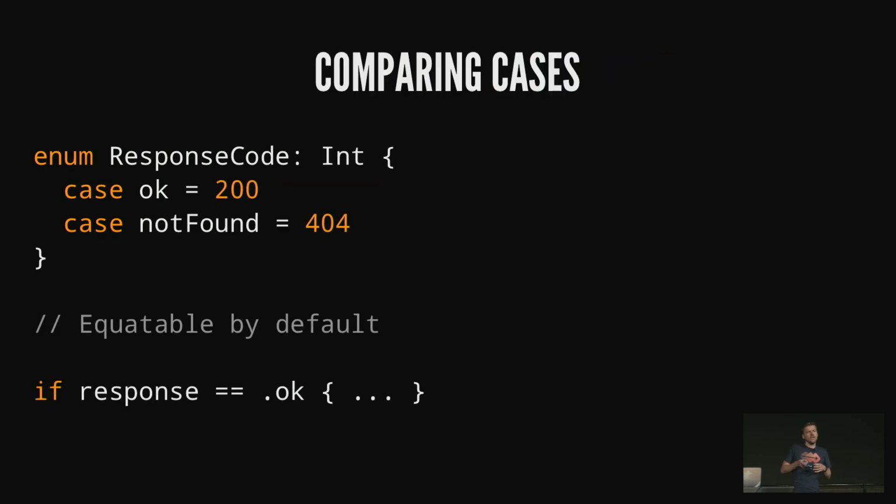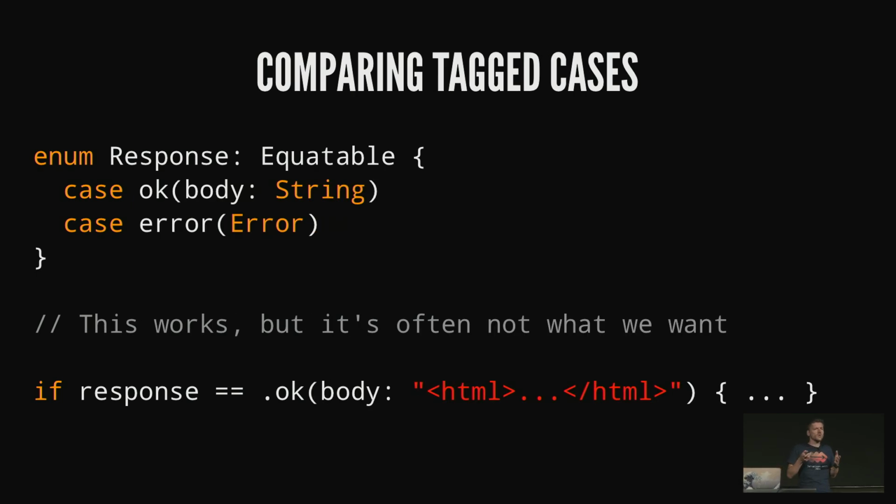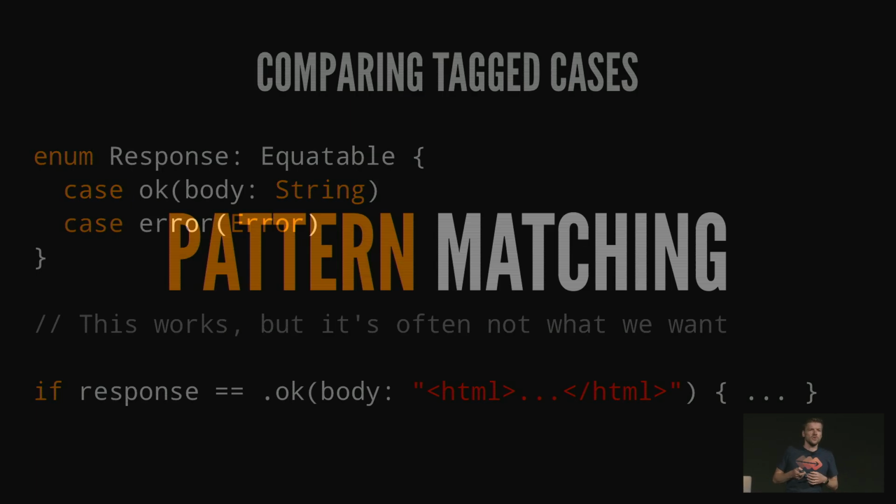When you're comparing enums, when you're checking whether a particular value of an enum is a particular value, they're equatable by default, which is quite handy. So you can just use equals. But when you've got an enum with associated values, this doesn't really work, because in the case of, say, an HTTP response, where you want to check whether the response was OK, you don't want to have to pass the body that you were expecting to see if that's what you got. You just want to check if it's OK and then get it to give you the body. So in order to do that, you need to use pattern matching.